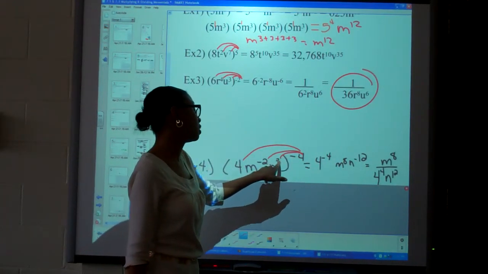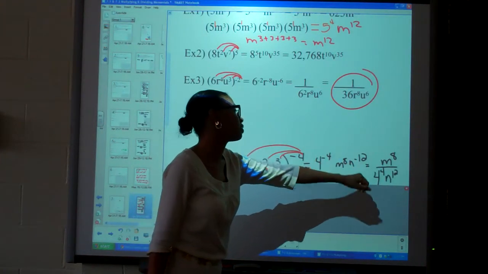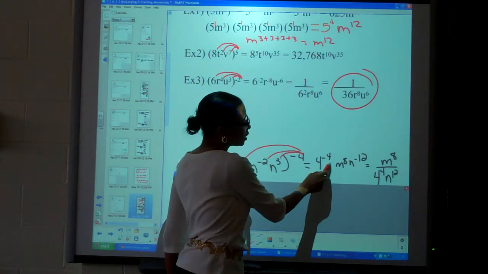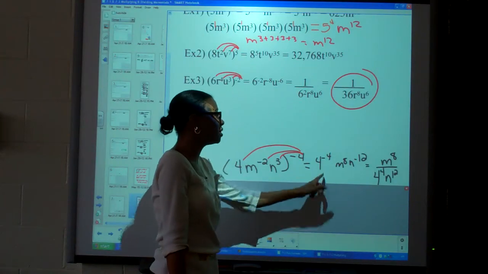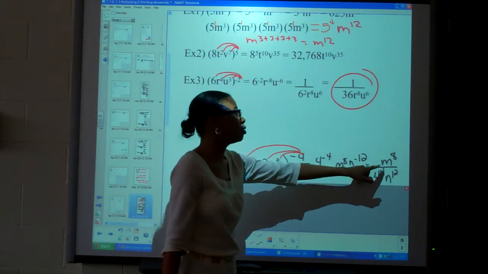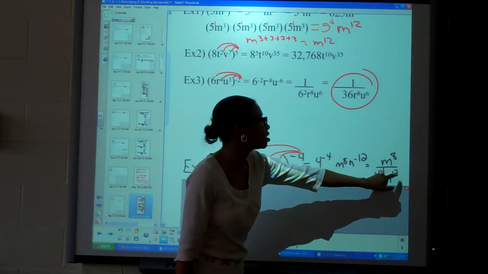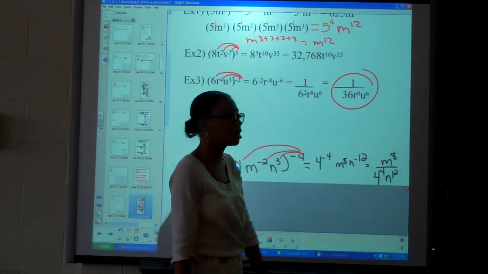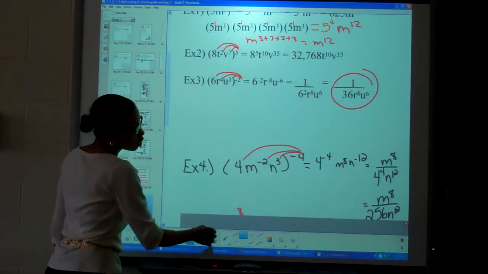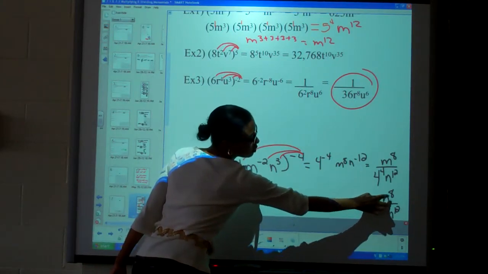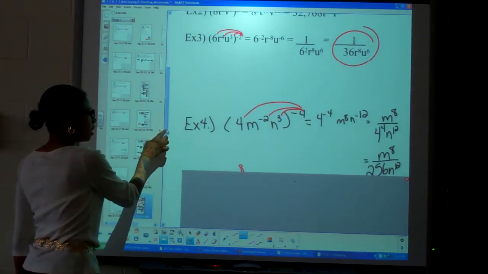N to the 3rd, or positive 3rd power, excuse me. 3 times negative 4 is going to be a negative 12. I don't like negative exponents, so that means the 4 and the n need to go to the denominator because they have negative exponents. M will stay in the numerator, so it's going to be m to the 8th. 4 to the 4th power in the denominator, n to the 12th power, because we want that negative 12 to become positive by putting it in the denominator. 4 to the 4th power is 256, so it's going to be m to the 8th divided by 256 n to the 12th power. Next example.